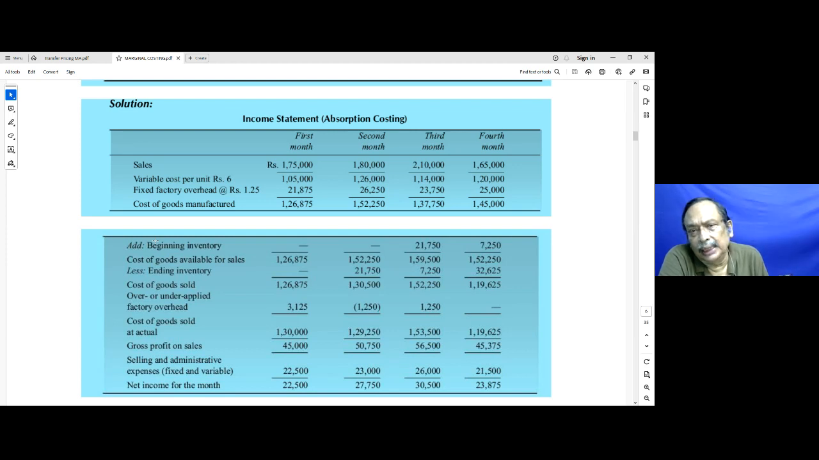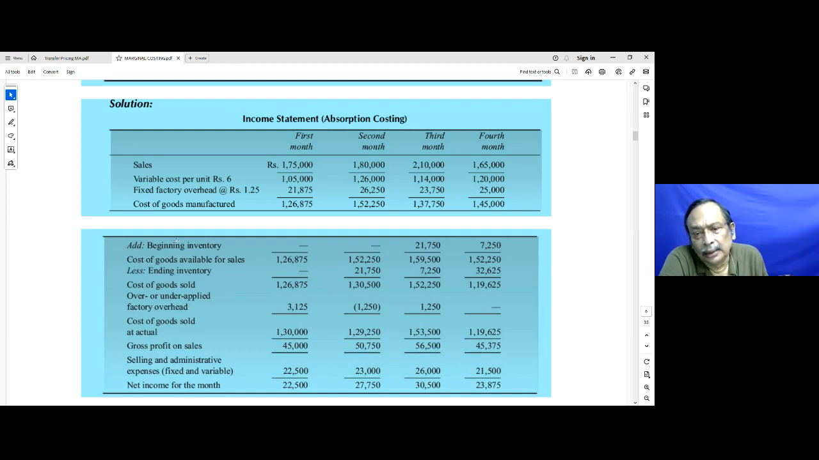We are having sales of value 2,10,000. Variable cost per unit rupees 6 per unit into number of units manufactured. Factory fixed factory overhead 1.25. Similar calculation 23,750. So cost of goods manufactured we get 1,37,750.